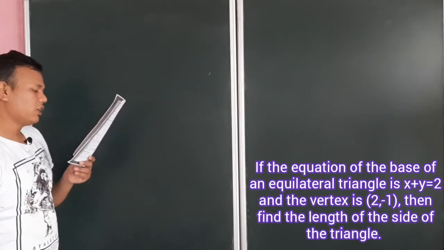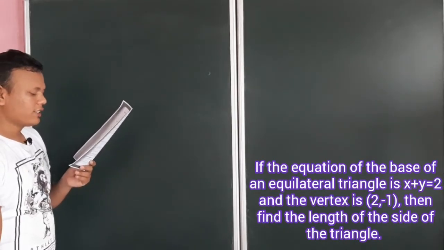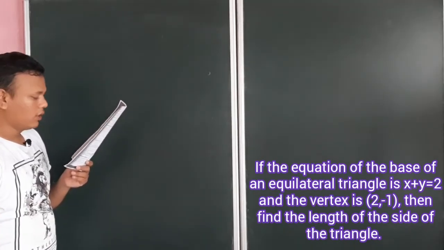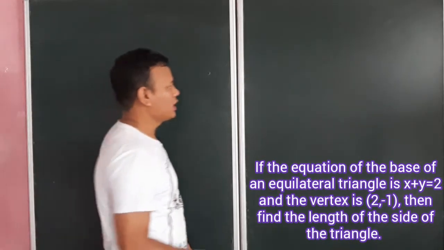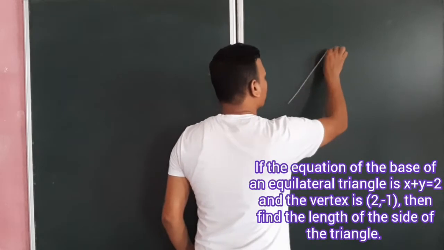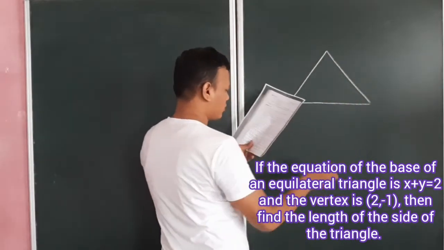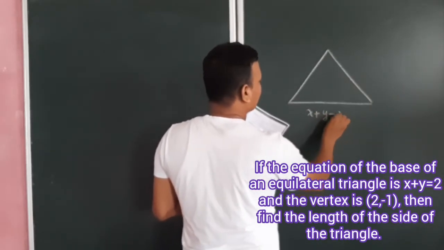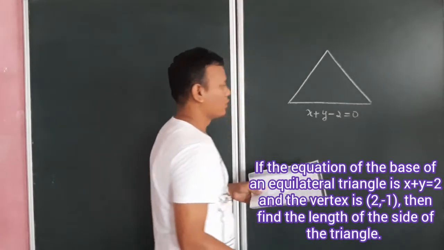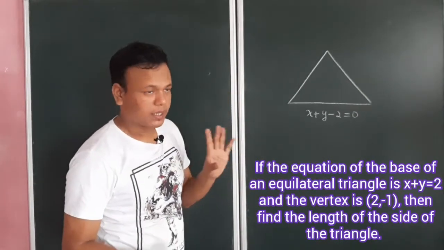So question 5 says, if the equation of the base of an equilateral triangle is x plus y equals to 2 and the vertex is 2 comma minus 1, then find the length of the side of the triangle. So there is an equilateral triangle given to you. So this is my equilateral triangle and the equation of base is given to be x plus y equals to 2, or let me write this as x plus y minus 2 equals to 0. I am writing in general form. Now one of the vertex is given to be 2 comma minus 1.